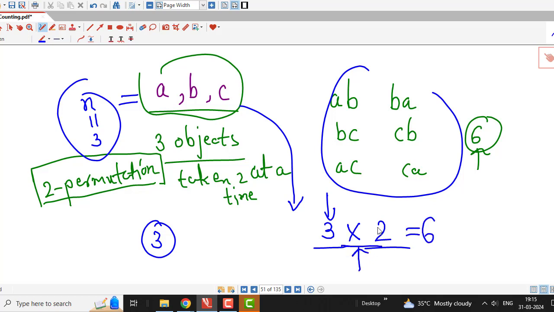This is by the product rule. We are considering the task of arranging two objects out of three objects as a combination of two tasks. The two tasks are assigning an object to the first position and assigning another object to the second position. Because we have a total of three objects, there are three possibilities for the first object, and because repetition is not allowed, whatever object is used in the first position we cannot use in the second. That is 3 into 2, that is 6 here, and 6 we can write as 3 factorial.